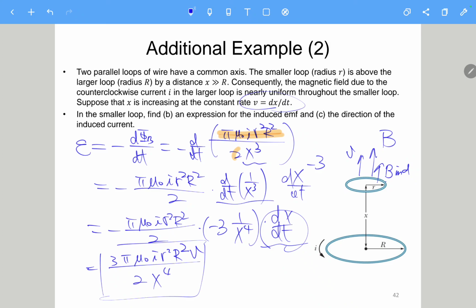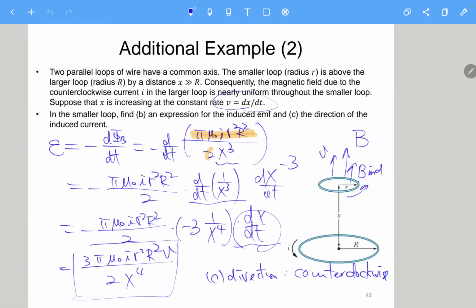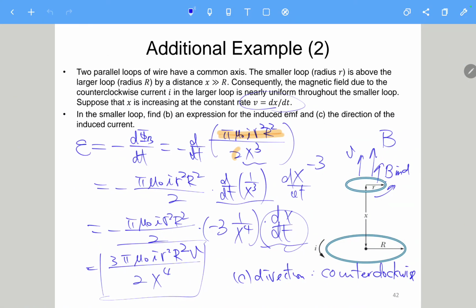So according to the right-hand rule also, the induced current should be counterclockwise. So the direction of the induced current is counterclockwise, like this. Okay, so here we finish off this chapter, and I will see you on Thursday.